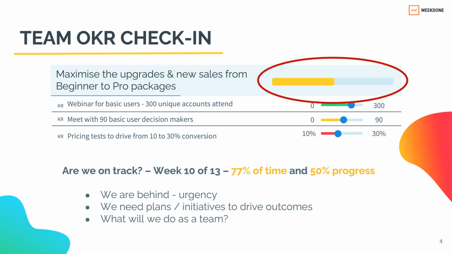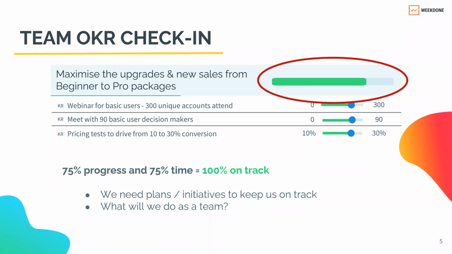Basically, what will we do as a team? Discuss it as a team, review it as a team, and come up with the right plans or initiatives to make sure you get the OKR back on track.